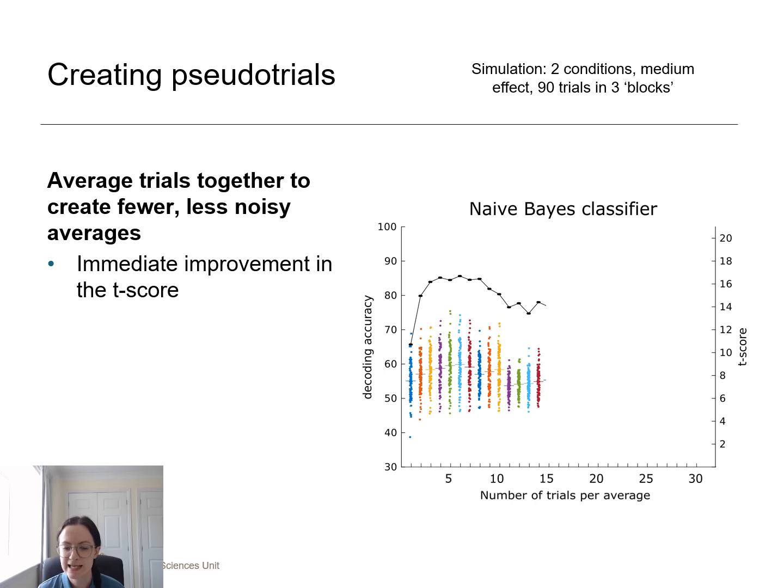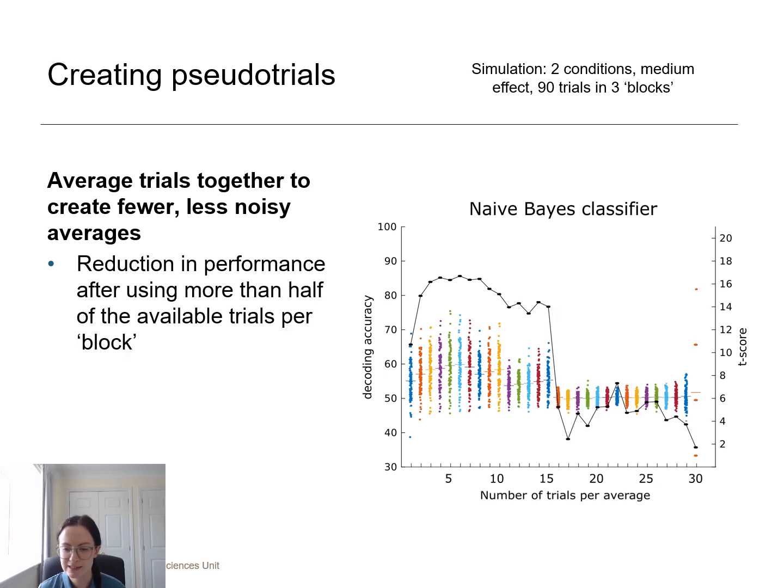Then what we can do is add more points to our graph. What you can see here is there's an immediate improvement in the t-score, even by just starting to average your trials together by using averages of 2. And essentially you continue with this improvement until you get to about half of the number of trials available. What you see then, particularly with this naive Bayes classifier, is a sudden drop-off in the performance of the classifier, such that our decoding accuracy has now dropped dramatically, as has our t-score.